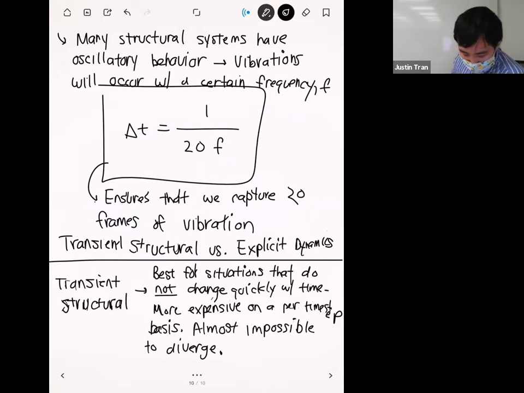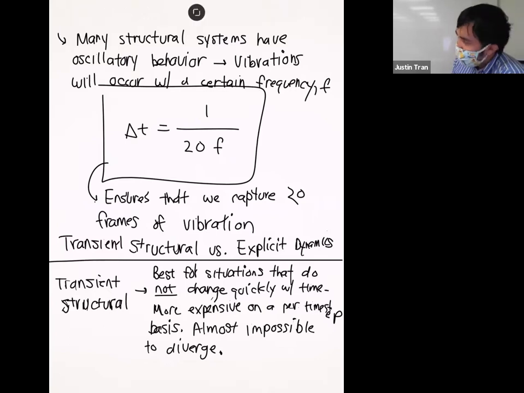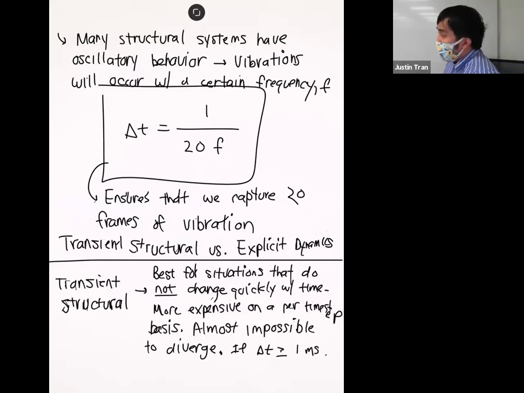Okay. And so the textbook actually gives you a threshold for this. And I don't know if I necessarily agree with this because I think it depends on the situation. But what the textbook says is that if your time step size is greater than or equal to 1 millisecond, then this is usually a good situation to use transient structural. I'm not sure if I agree with this because I think it depends on the situation and how many time steps you need to actually simulate. But if you want kind of a numerical threshold, then that's kind of a good one to use.